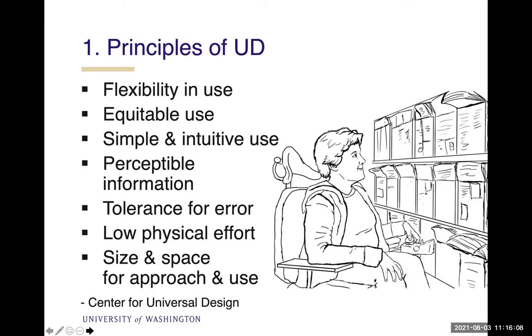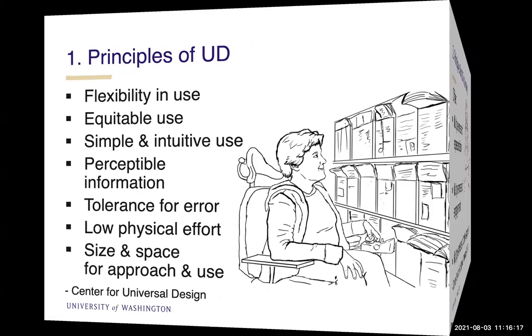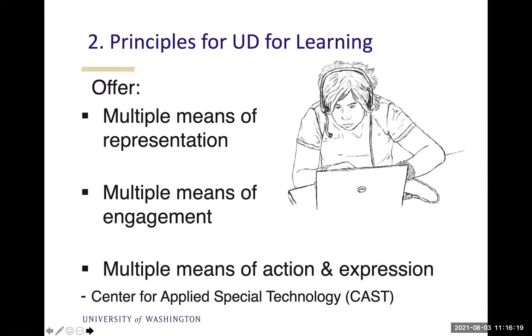And so low physical effort in physical activities, unless you're teaching weightlifting. Size and space for approach and use. So that's computer labs where maybe you have adjustable tables and so forth for wheelchair users or people that are short or particularly tall in stature. Then your universal design for learning offers multiple means of representation and engagement and action and expression.